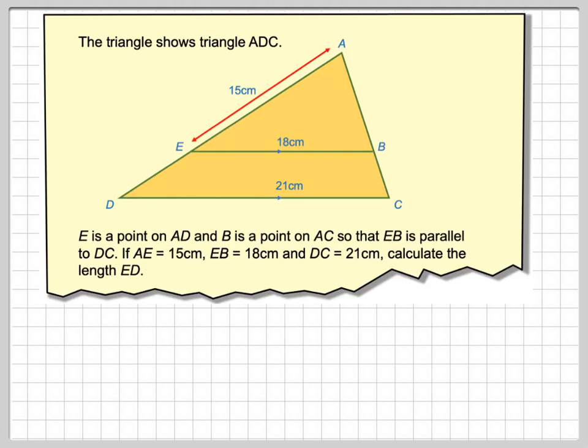AE is 15, EB is 18, DC is 21. We need to calculate the length ED, which is here. Okay, because these two lines are parallel, the triangles are similar.